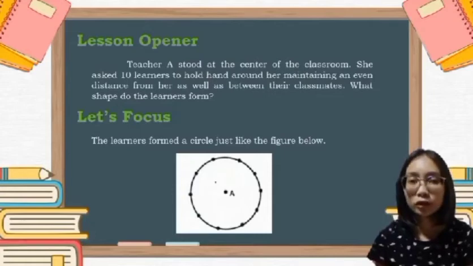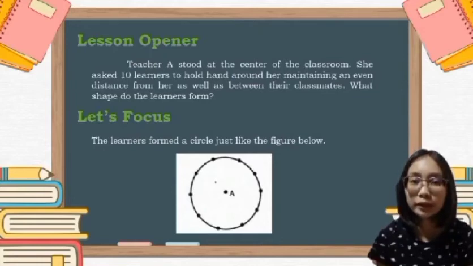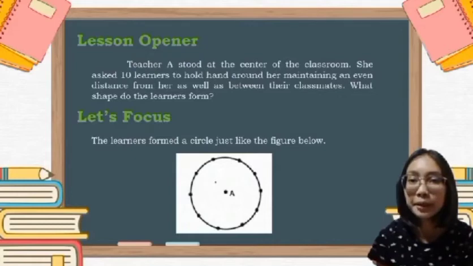So, lesson opener. Teacher A stood at the center of the classroom. She asked 10 learners to hold hands around her, maintaining an even distance from her as well as between their classmates. What shape do the learners form? So, they form a circle and the teacher is the center of that shape they made.